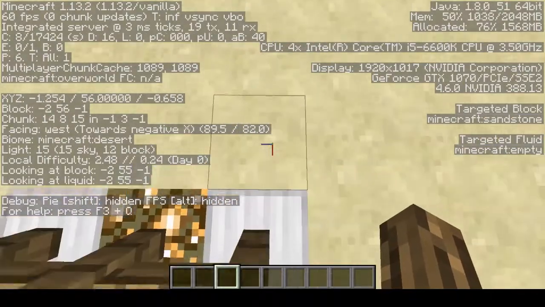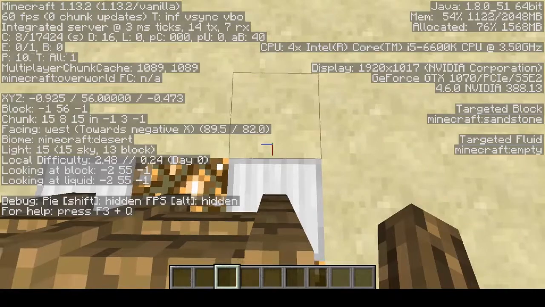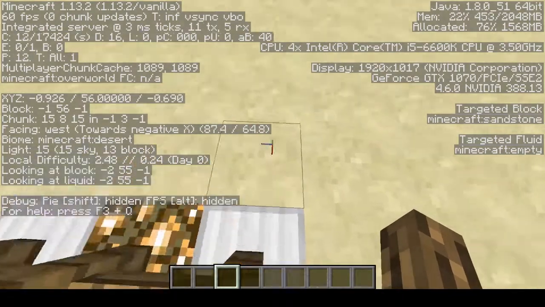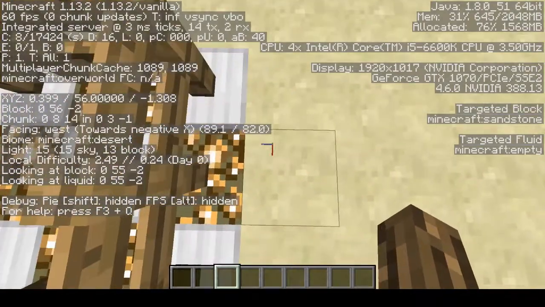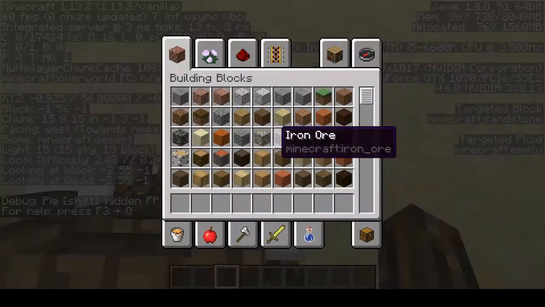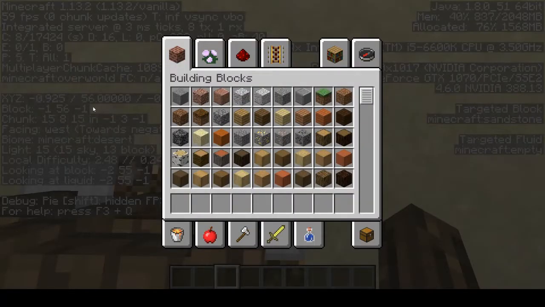So you see I'm at 15, 15 in the chunk. That means I'm almost on the outskirts of it. So if I go here, I'll be at 0 again. If I go down here, I'll be at 0. So I'm at 15, 15 of the chunk.